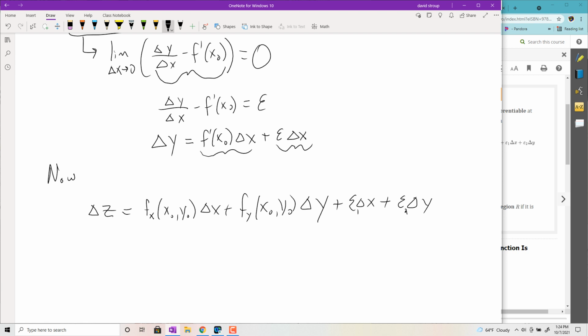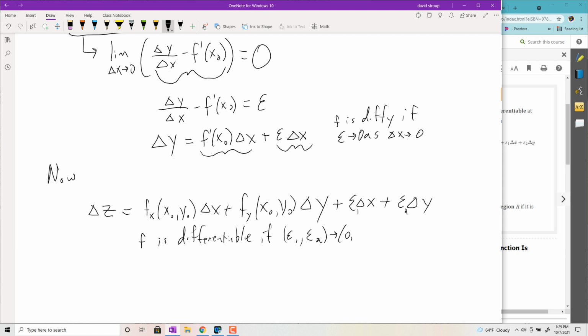Okay? So before, the function f is differentiable if epsilon goes to 0 as change in x goes to 0. Now f, or the z thing, is differentiable if epsilon 1 and epsilon 2 both go to 0 when delta x and delta y go to 0.